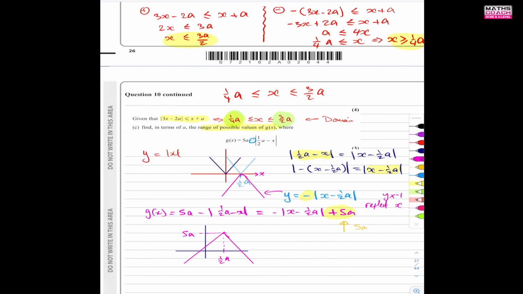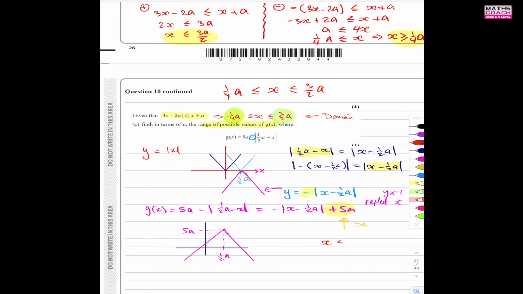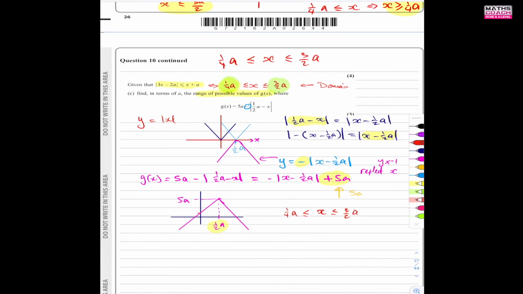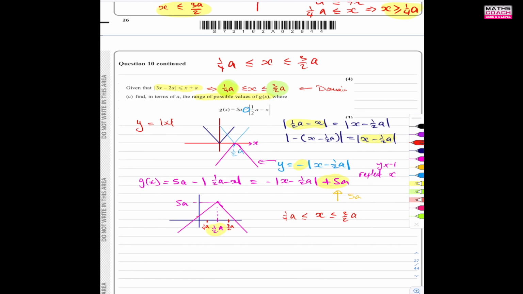Now the y-intercept of this graph, well, we may or may not need the y-intercept. Let's go to the domain of the function again. The domain is less than or equal to 3/2 of a, but more than or equal to 1/4 of a. So we can see that this is half a, so 3/2 of a would be somewhere here, and 1/4 of a would be somewhere here. If we substitute in 1/4 of a into the g of x function, that will take us across to an upper value there, and 3/2 of a will take us across to the left somewhere there.